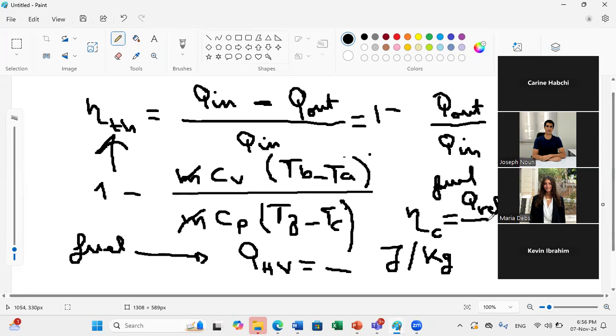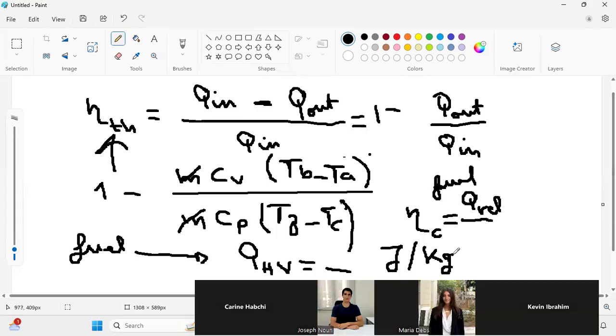The heating value, okay? But please pay attention here. Since the heating value is in joule per kilogram, Q released should also be computed in joule per kilogram, okay? So the combustion efficiency is defined as the actual heat released during combustion in joule per kilogram over the heating value. Now, if I want to apply this to my cycle, what is the heat released? Where did I use this heat? In which step of my cycle?